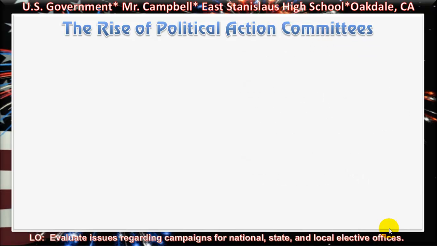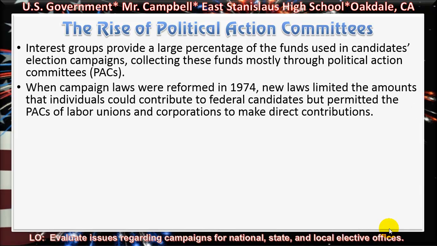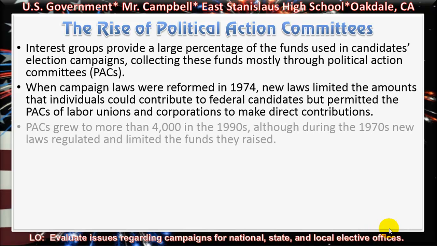The rise of political action committees. Interest groups provide a large percentage of the funds used in candidates' election campaigns, collecting these funds mostly through political action committees, or PACs. When campaign laws were reformed in 1974, new laws limited the amounts that individuals could contribute to federal candidates, but permitted the PACs of labor unions and corporations to make direct contributions.